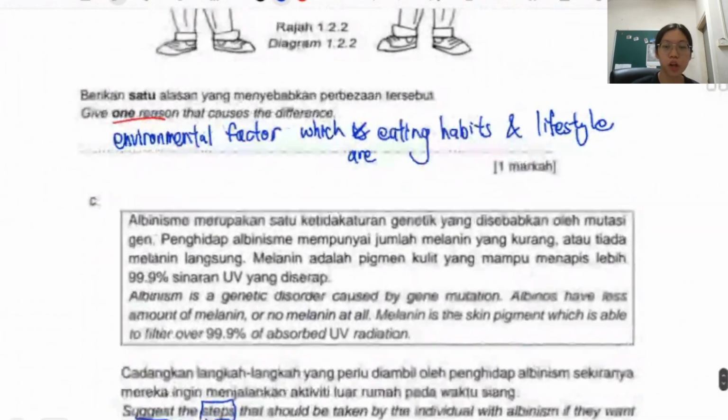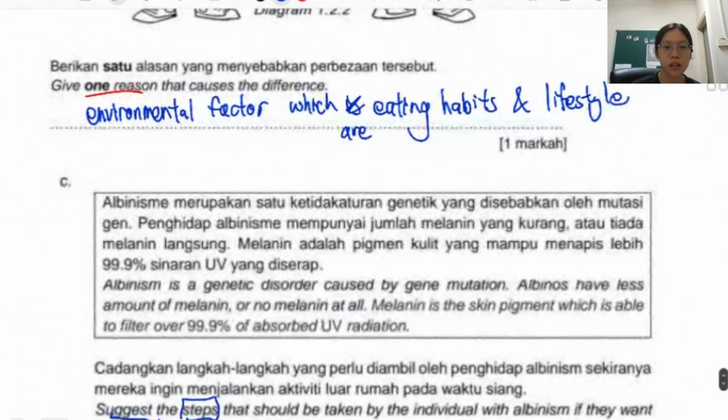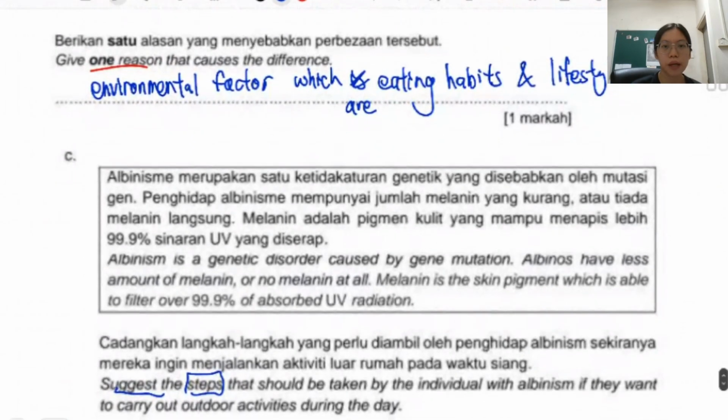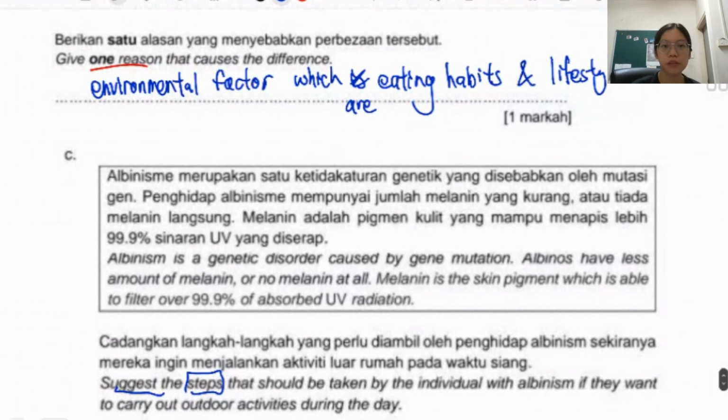And what about this one talking about albino person? Suggest steps that are taken by an individual with albinism if they want to carry out outdoor activities. Okay, so in normal situation we have an adequate amount of melanin. But if we keep exposing ourselves to sunlight, whereby the UV ray will destroy our melanin pigment, we will produce more melanin. More melanin is in charge of the darker color. So when you produce more melanin, you tend to be darker in color, no?